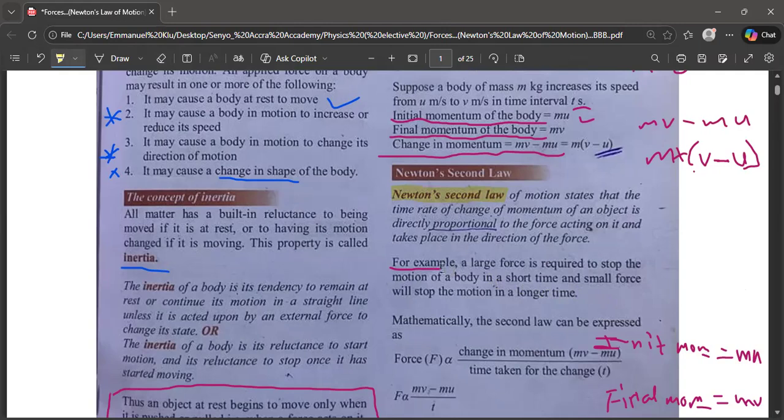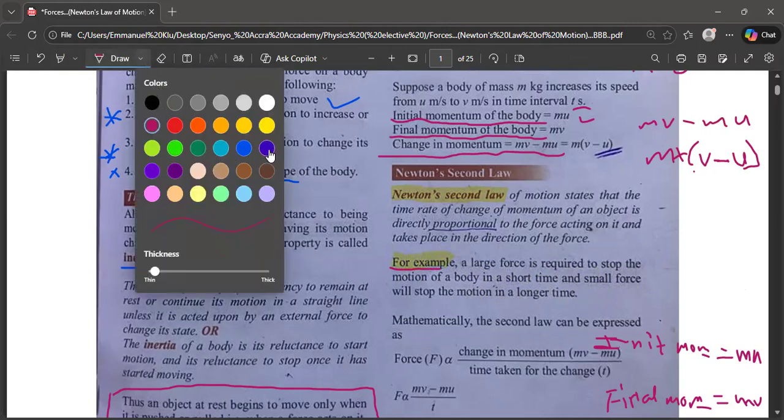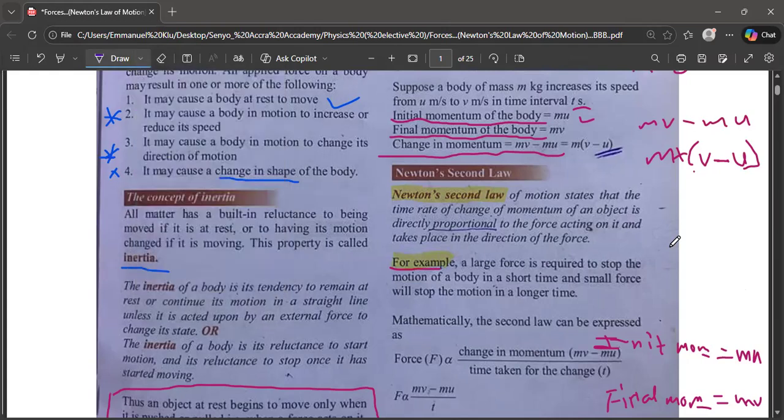Mathematically, or for example, we took this example. I'm saying that a larger force is required to stop the motion of a body in a short time, and a small force will stop the motion in a longer time. How do you understand that as a physicist? It is as simple as that.